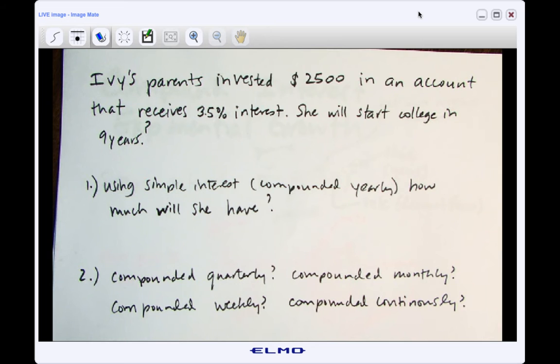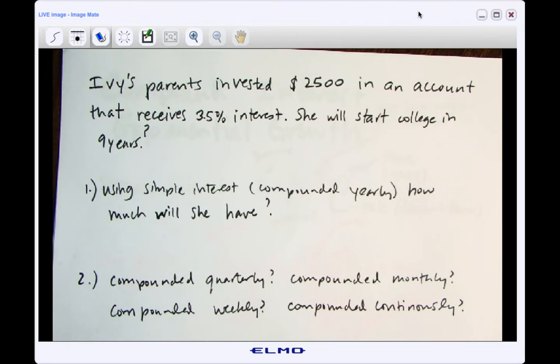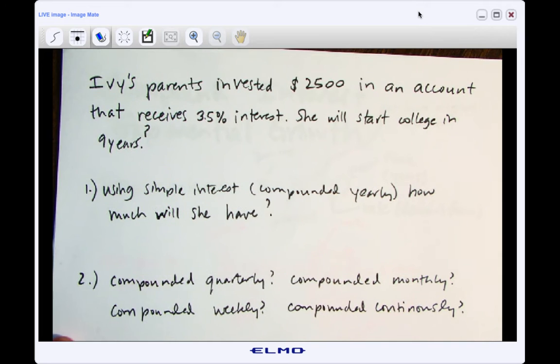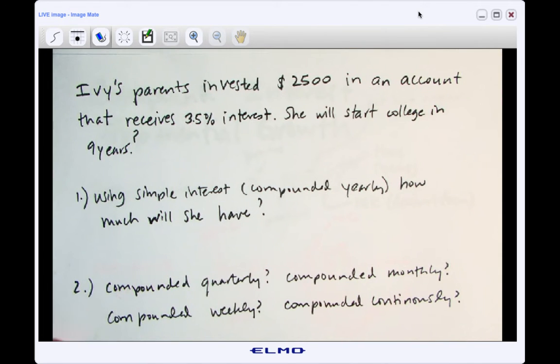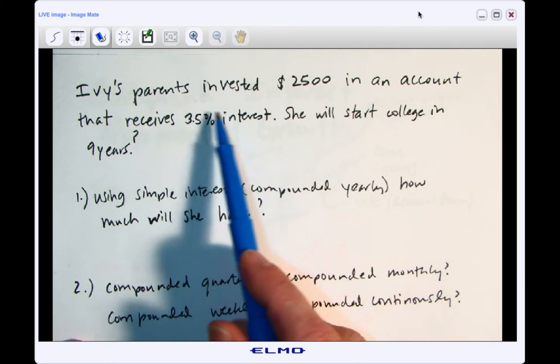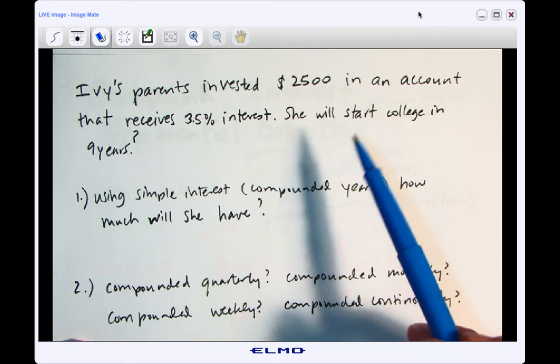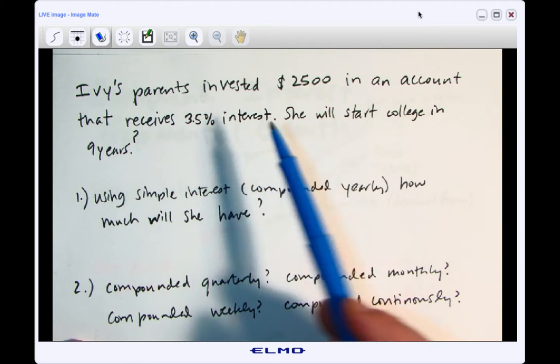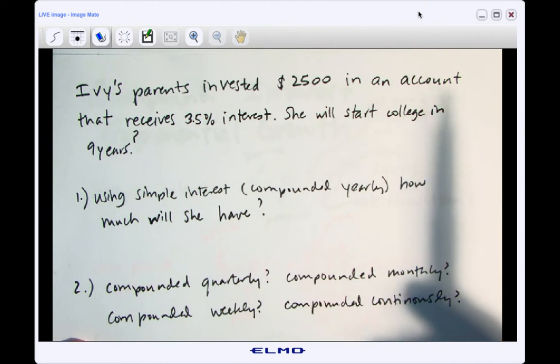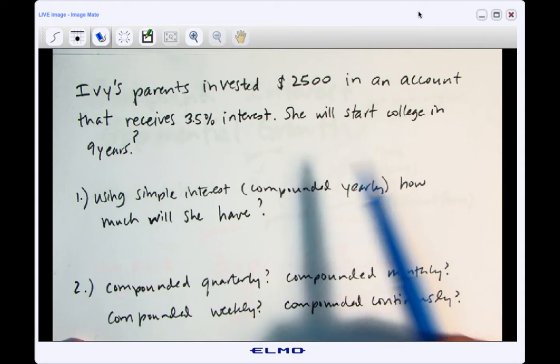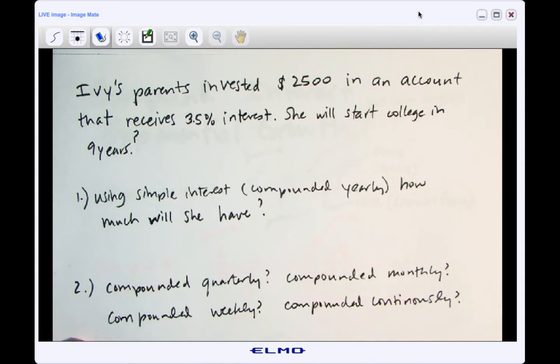So the first example, we're going to use the simple interest one. So we just made up this little person, Ivy. Her parents are going to send her to college, like hopefully all of you are going to be going to college. And they're starting to think about how they are going to pay for that? Because, of course, college, as you know, is pretty expensive. So Ivy's parents have $2,500, and they put it into an account that receives 3.5% interest. So I don't know where they found a bank that gave you 3.5% interest, but let's pretend that exists in real life. And then she'll start college in 9 years. Oh, and I don't know why I put a question mark, because that's just a statement. So we'll say period. Okay?